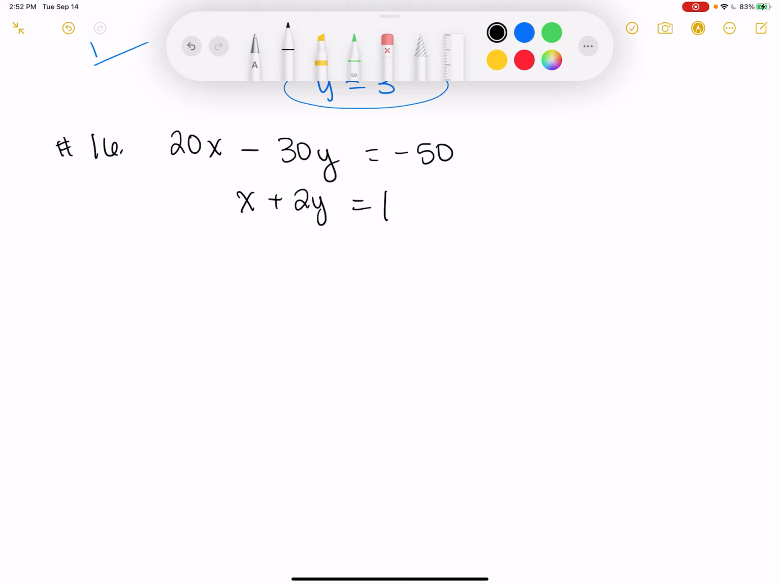Wait, how would I move the 2 over to get it out of the y? Because the y can't. You already have x by itself. So then in that top equation, the 20x minus 30y, you're going to take that negative 2y plus 1 and stick it in for x. My bad, Chris. You're putting it in for y currently.